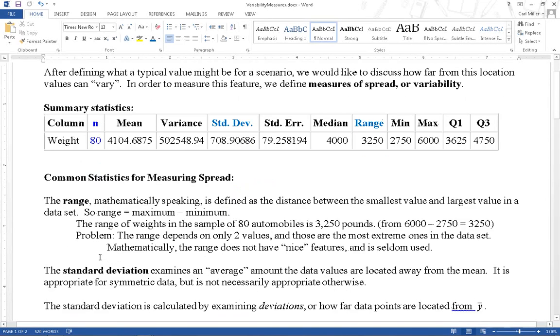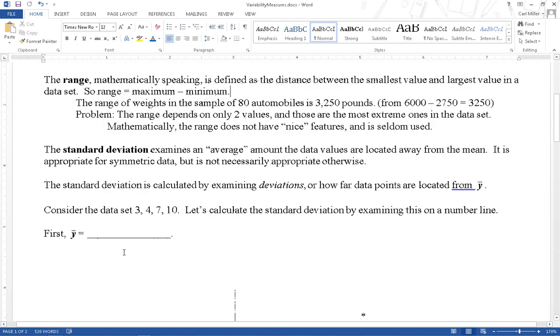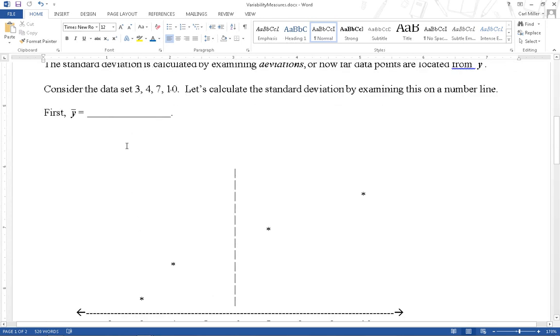Now the standard deviation, on the other hand, examines sort of an average amount that the data values are located away from the mean. So you start at the mean, the x bar value, and in this case I'm going to call these y values and call the mean y bar. Then we look at how far each data point is located from that y bar value. We're going to do this with a small data set. Let's say we have a data set of 4 points: 3, 4, 7, and 10. Let's go through and calculate visually what the standard deviation is going to be measuring.